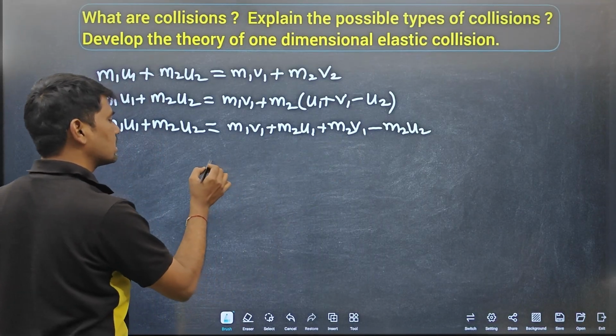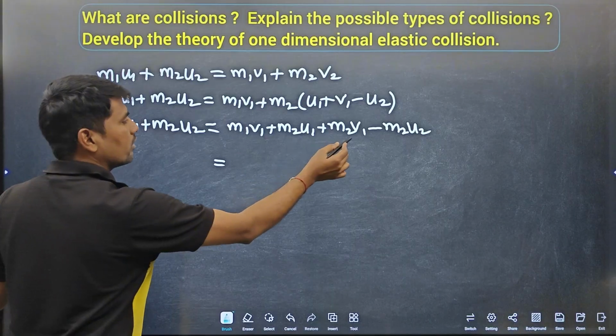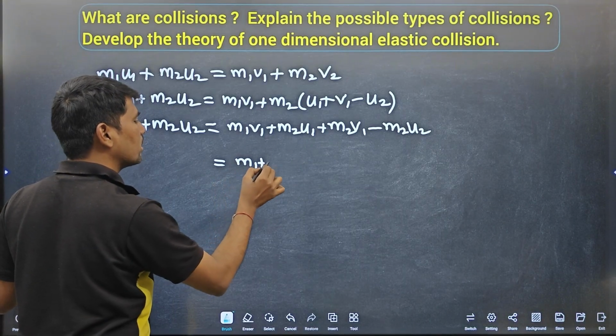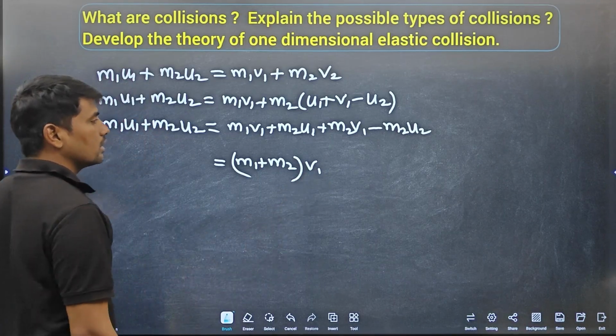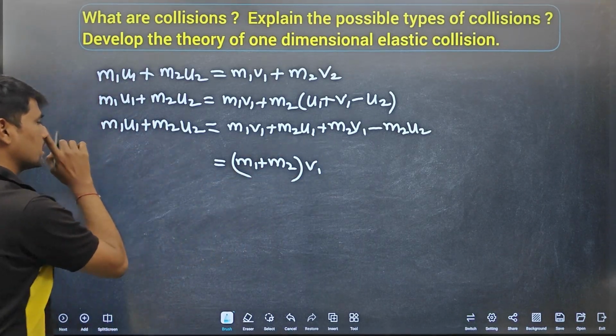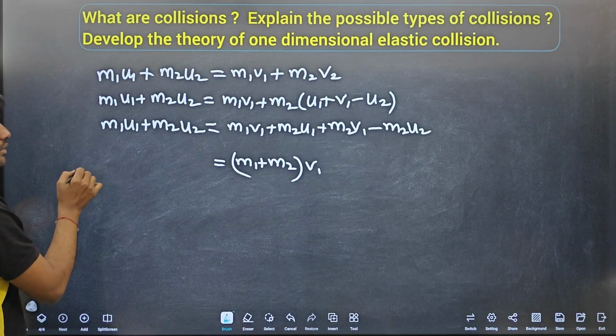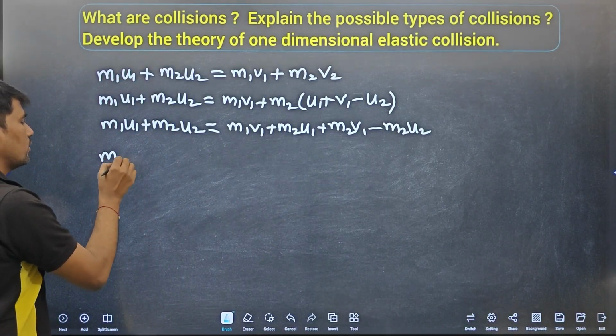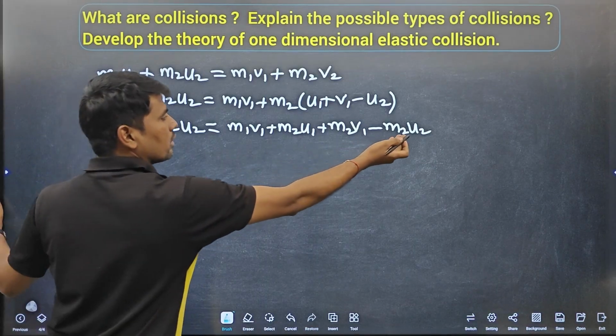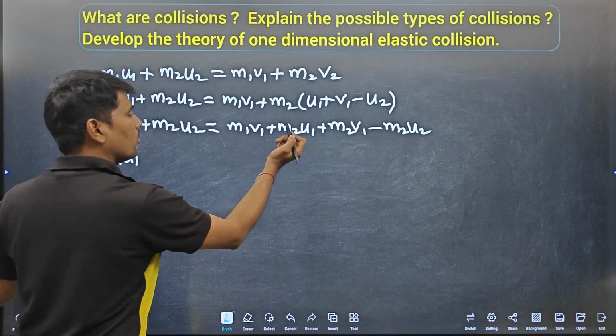We have to take v1 as common. If you take v1 as common, we get here m1 plus m2. So take out v1 as common, then the remaining terms we transpose to this side. So first we will write this m1 u1. m1 u1 here, m1 u1 here.